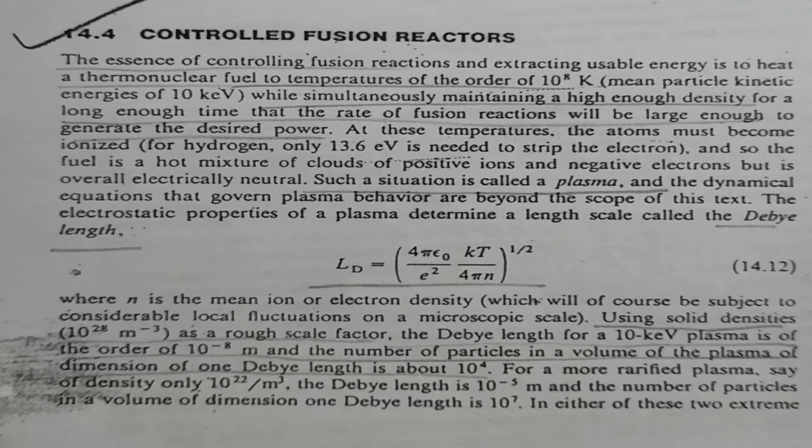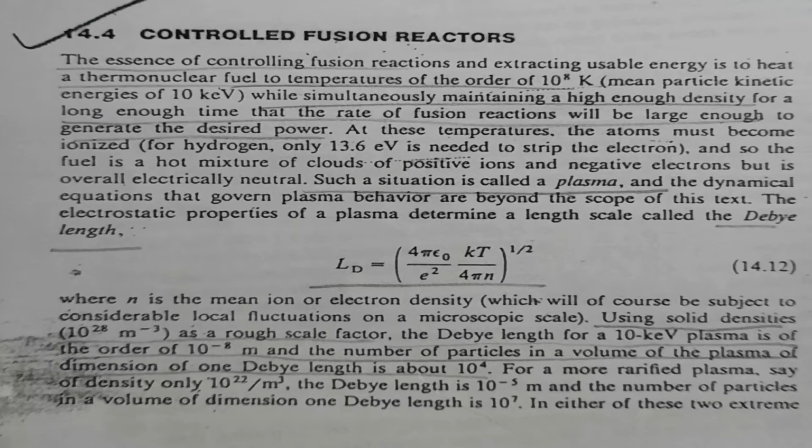The essence of controlling fusion reactions is to heat a thermonuclear fuel to temperatures of the order of 10 raised to 8 Kelvin, that is, the mean kinetic energies of the particles will be 10 keV. At the same time, a higher density should be maintained for a longer time so that the rate of fusion reactions will be large enough to generate the desired power.